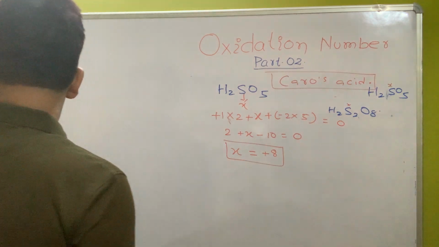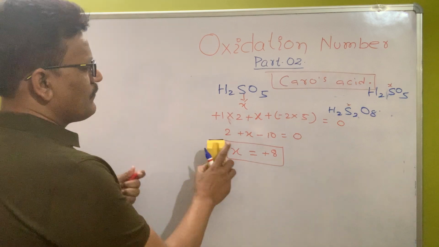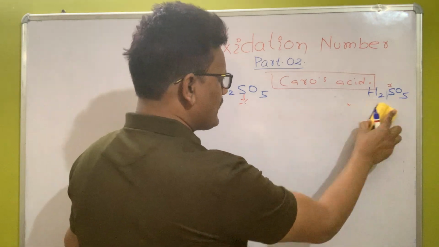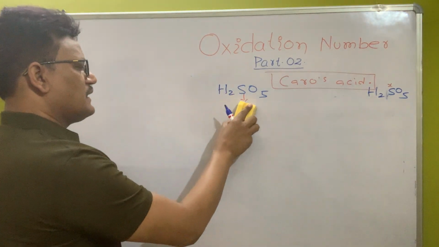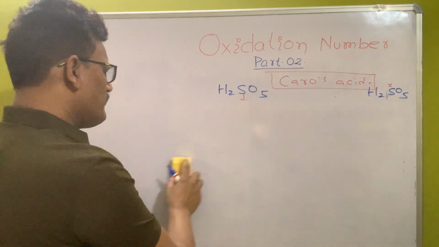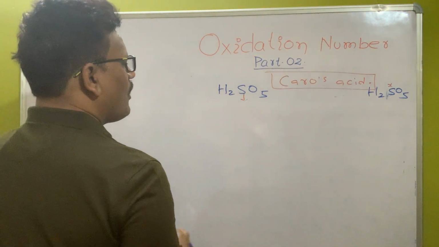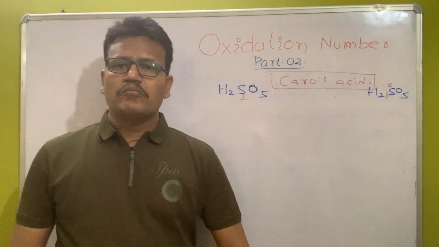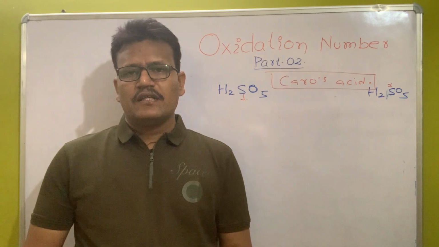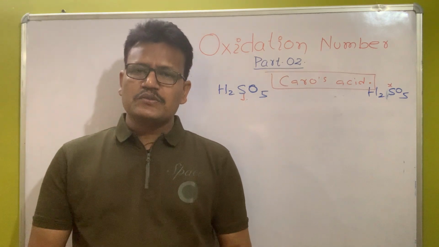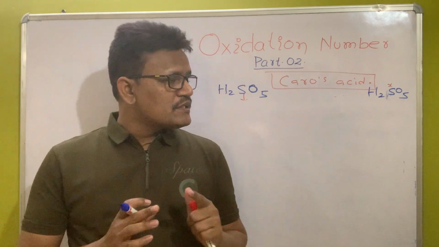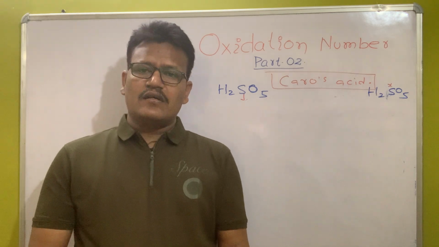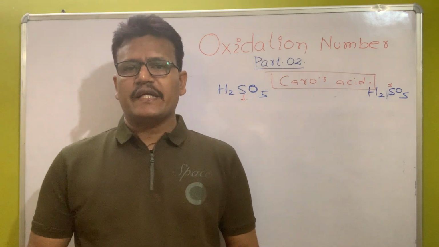So in H2SO5 we get the oxidation number of sulfur is +8, which is not correct. It means all the oxygen present in H2SO5 is not going to have -2 oxidation number. There must be presence of peroxide bond, that is covalent bond between two oxygen atoms.